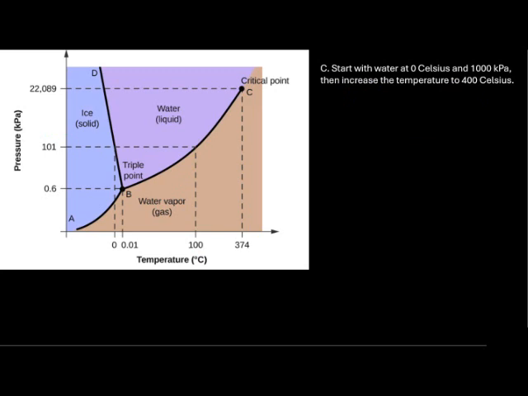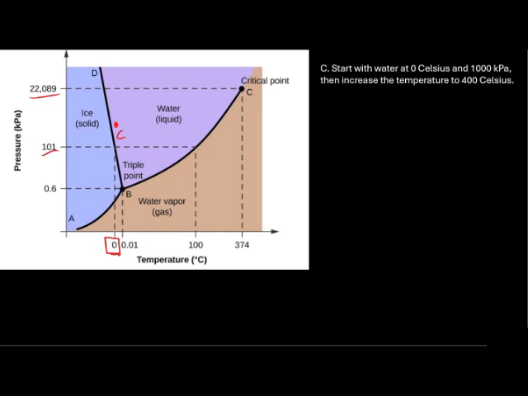Our third problem says to start with water at 0 Celsius and 1,000 kilopascals, and then increase the temperature to 400 Celsius. Once again, we'll make a mark at 0 Celsius and 1,000 kilopascals. Again, 1,000 is not marked, but we know it should be between 101 and 22,089. We'll locate our 0 Celsius. Try to estimate where 1,000 kilopascals would be. As long as we're somewhere in the middle of those marks, that's going to be reasonable, and we'll label that point C.